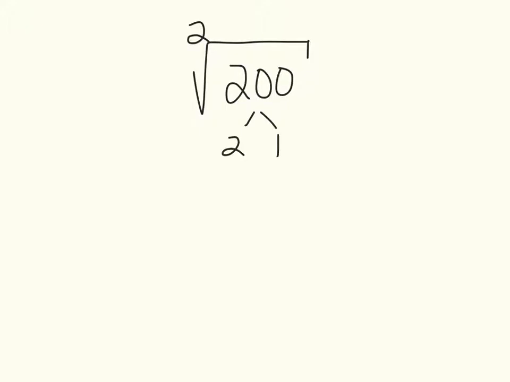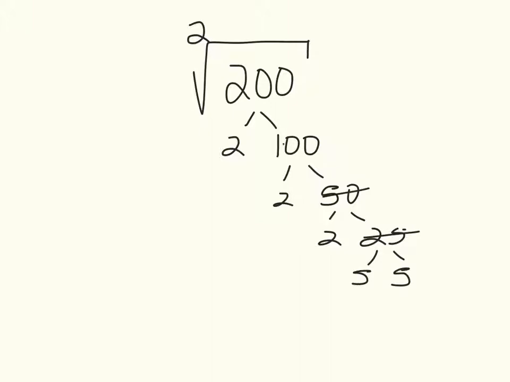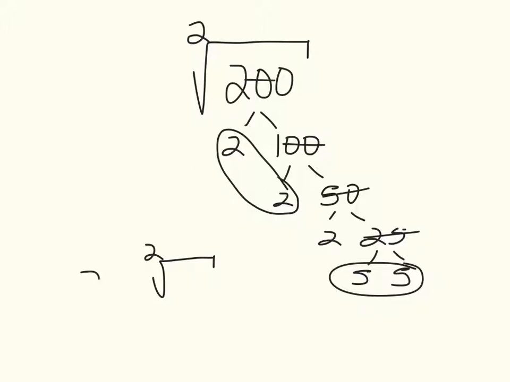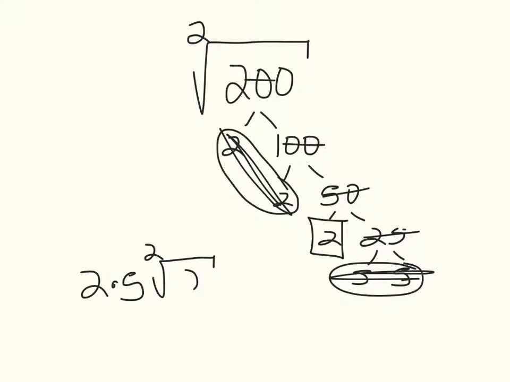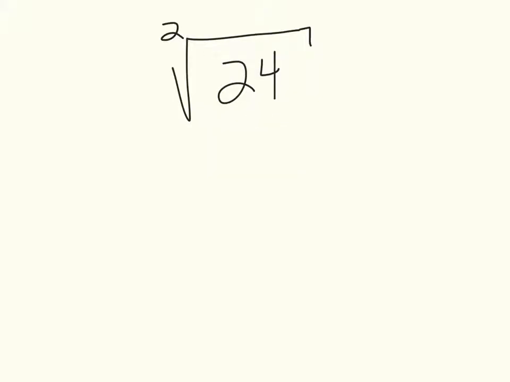Let's see, that's going to be 2 and 100, 2 and 50, 2 and 25, 5 and 5. I've got my 2's, and I've got some 5's. So if I look at my second root, a 2 comes out, and a 5 comes out. And I've got this 2 as a leftover. 2 times 5 is 10 second roots of 2. All right, let's try this one. Hit play when you're ready to see the answer.